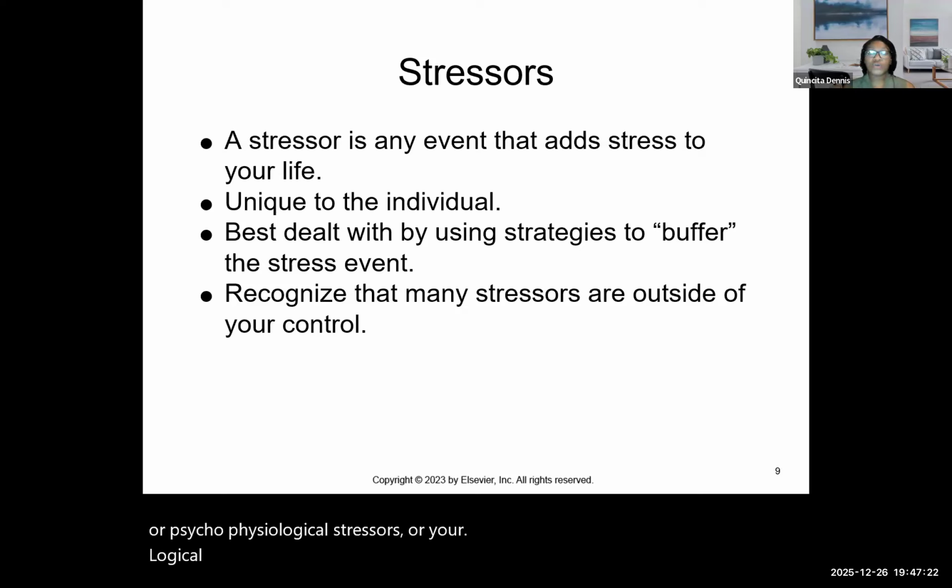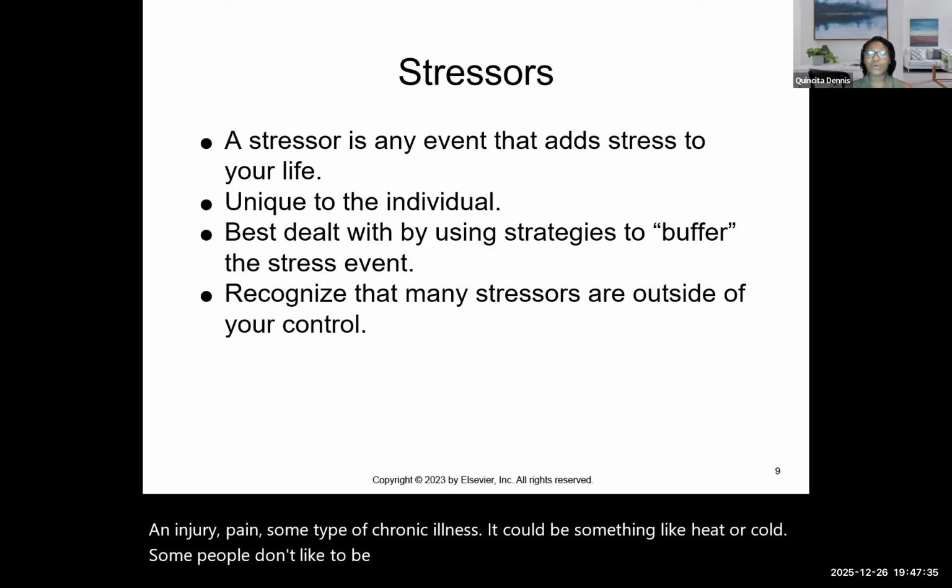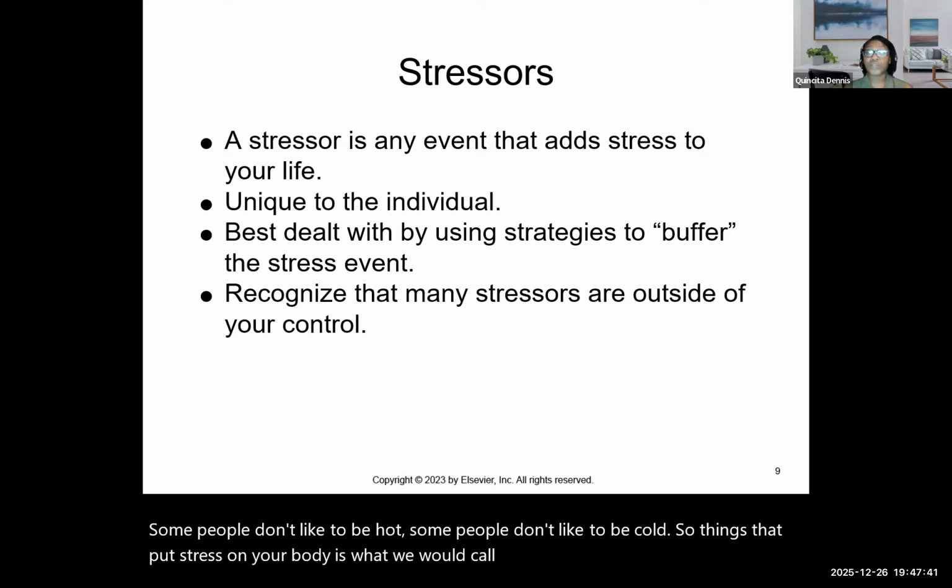So a physical stressor might be an injury, pain, some type of chronic illness. It could be something like heat or cold. Some people don't like to be hot. Some people don't like to be cold. So things that put stress on your body is what we would call a physical or physiological stressor.